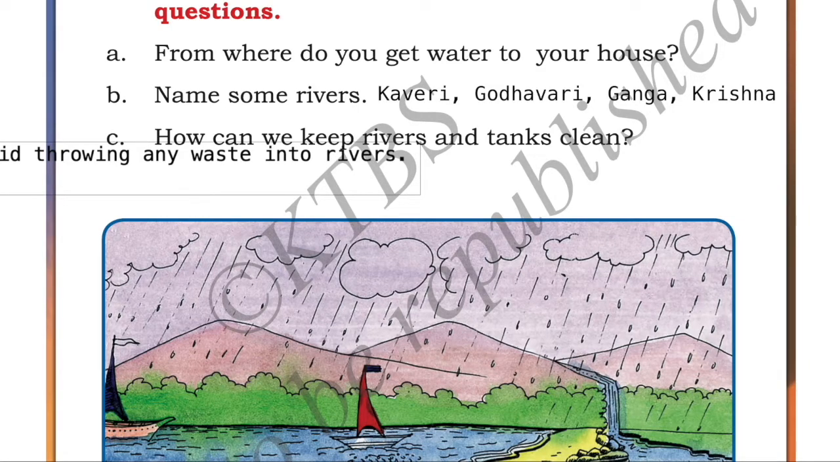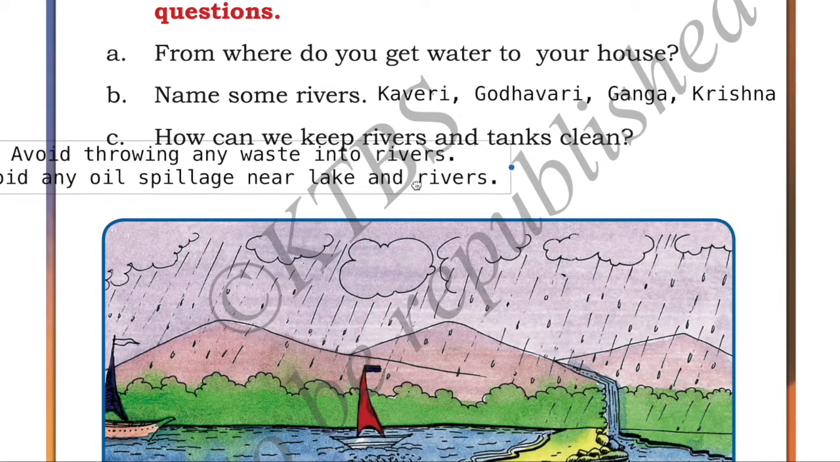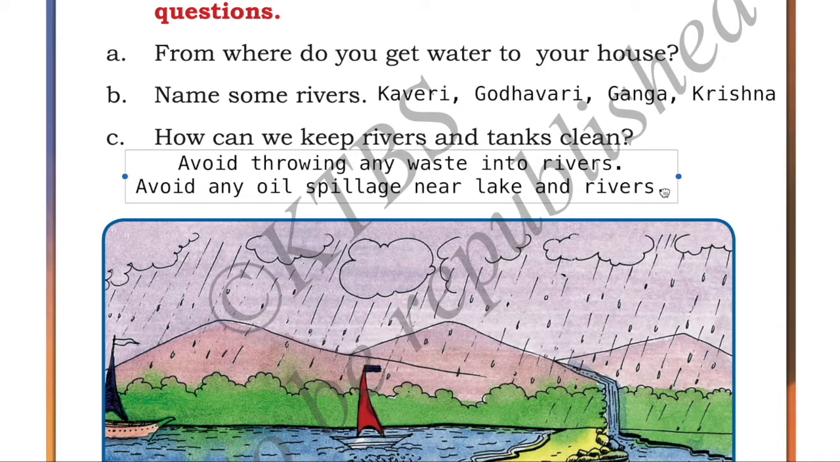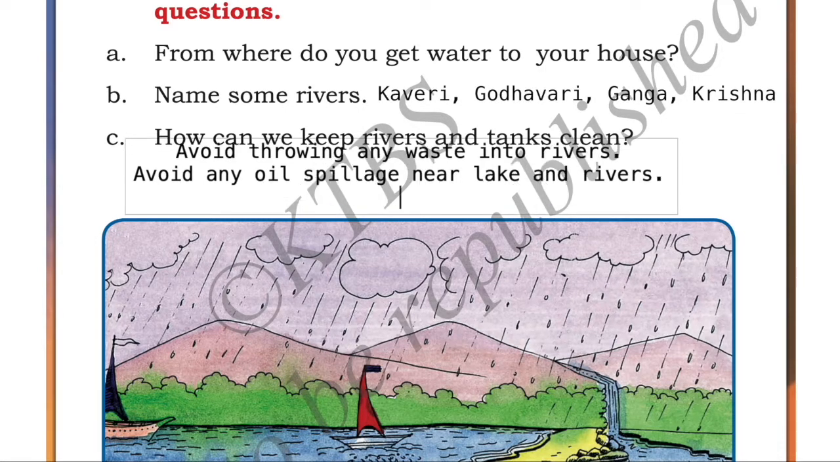Next, we need to avoid any oil spillage near lakes and rivers. So you may have read in several news articles that whenever there's an oil spillage near any river or the ocean, it's very harmful for the life in the rivers or the oceans. So let's do our part in preventing any oil spillage. This includes avoiding taking your vehicles near the river and making sure that your vehicles are not leaking any kind of oils.